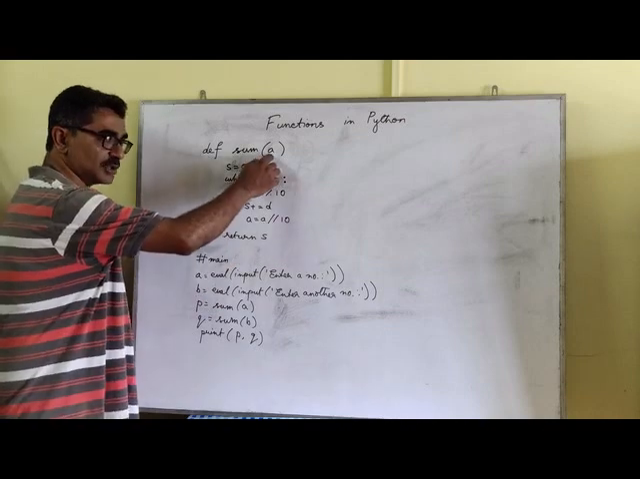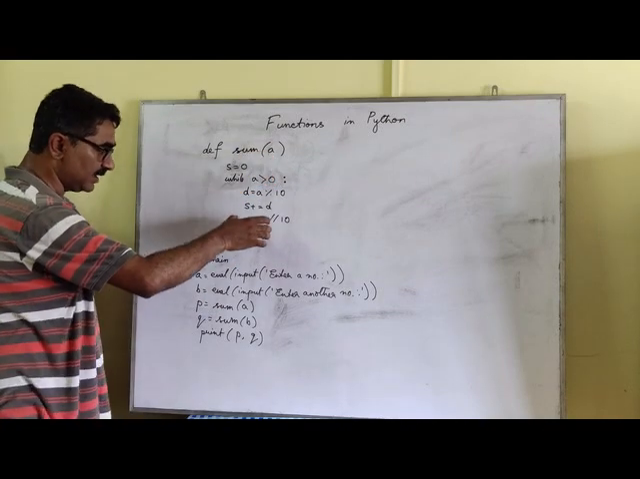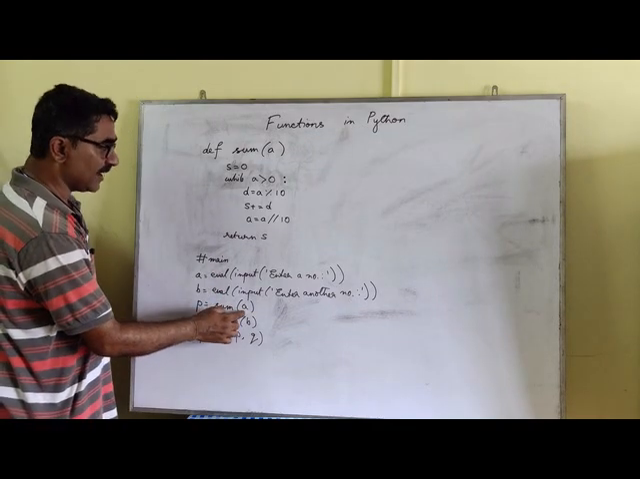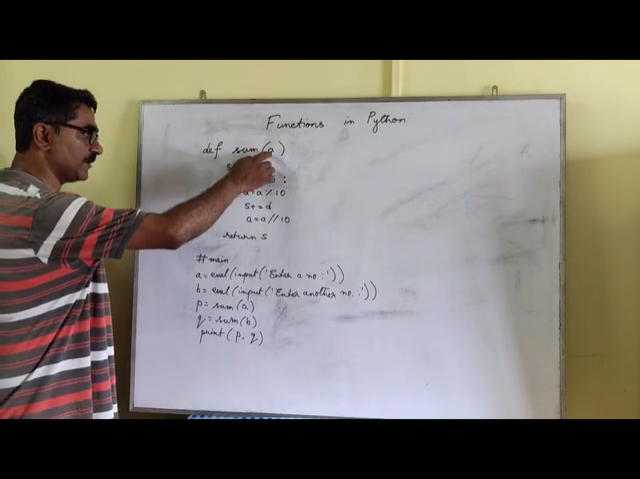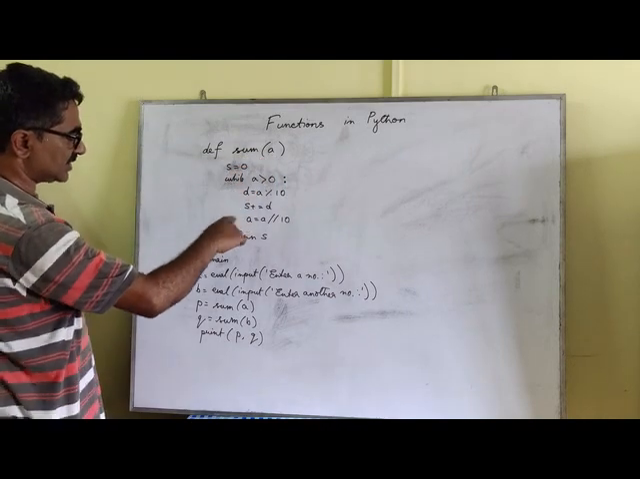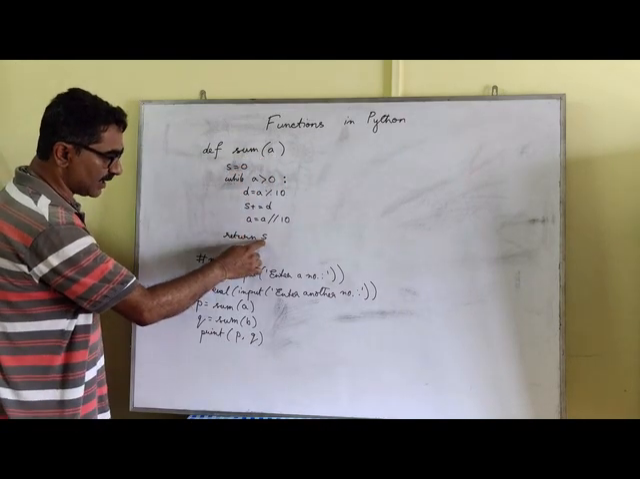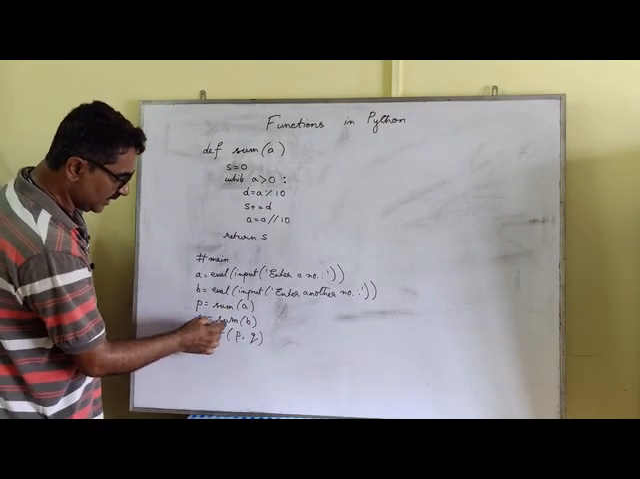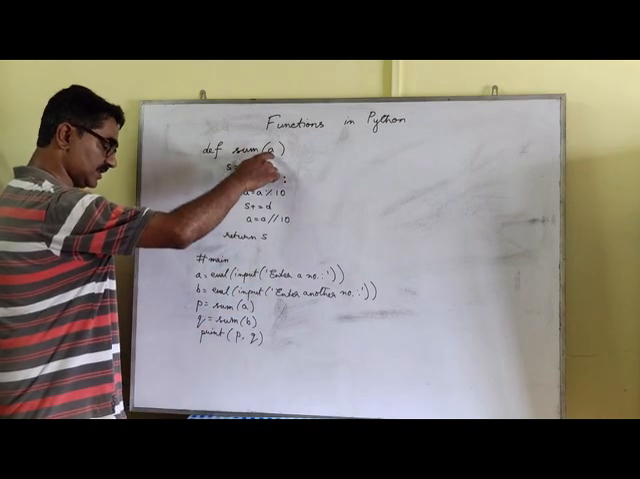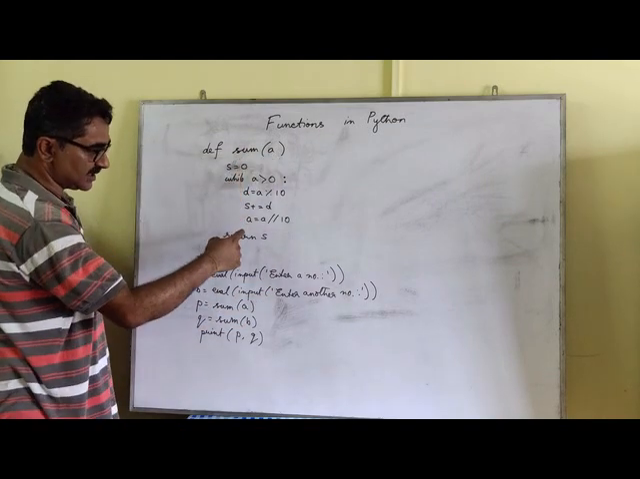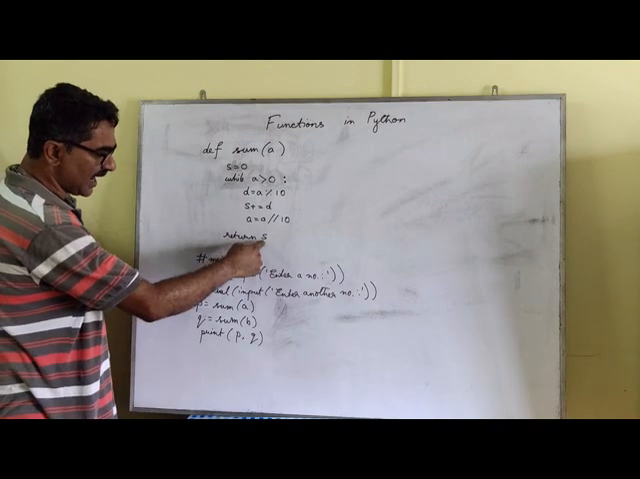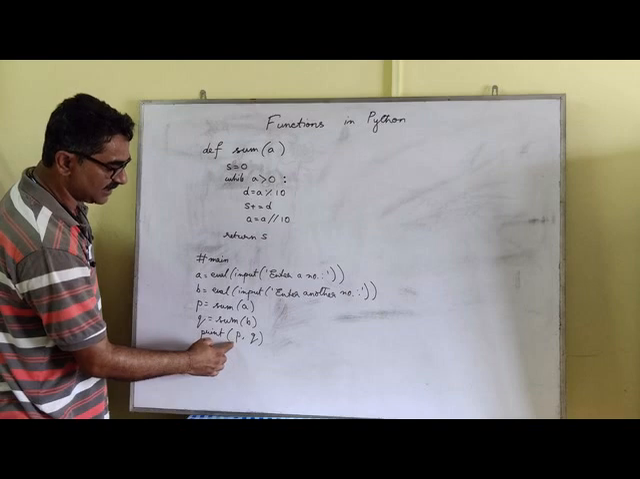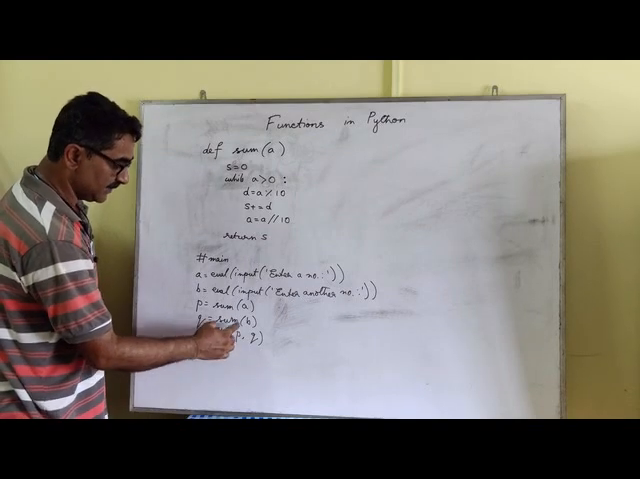Remember, this a has nothing to do with this a. This a is local to the function sum, and this a is local to the main part. So here I am passing the value of a to this particular function. Here the sum of the digits is found, and then it returns the sum. So now the sum is being returned to the variable p. Similarly, the second number is then passed to this variable a. The sum of the digits is found, and then its sum is returned, which is then stored in q. And ultimately I am displaying the sum of the digits of the two numbers, that is p and q.